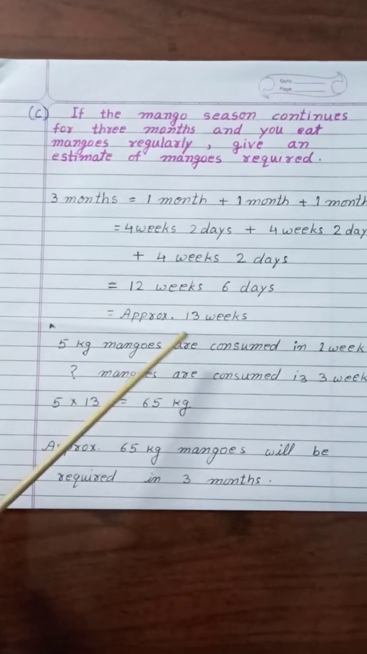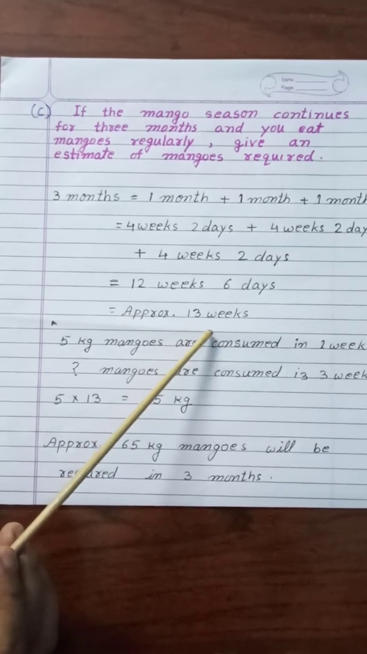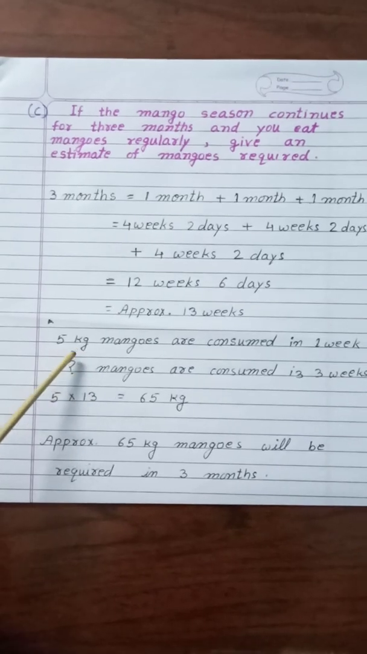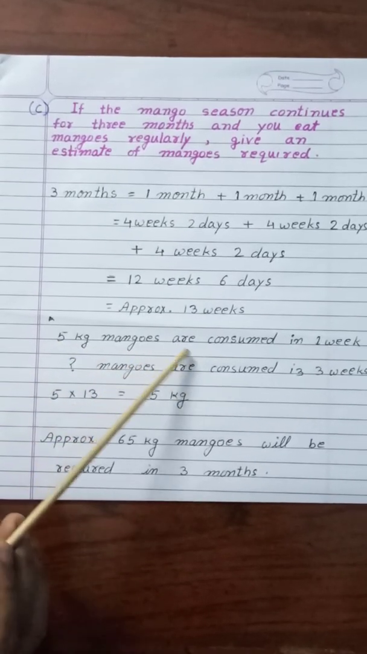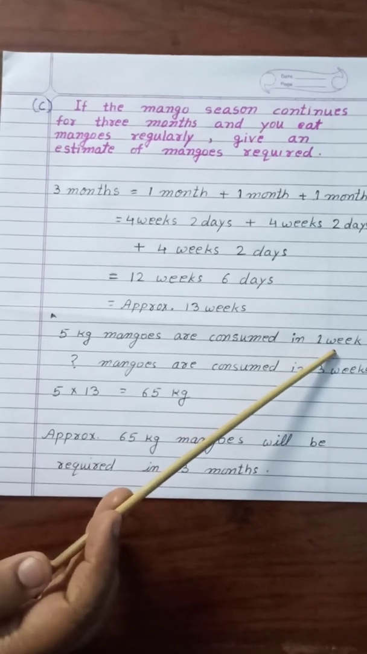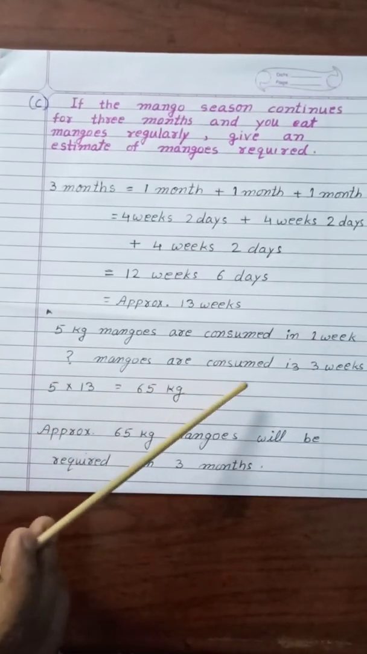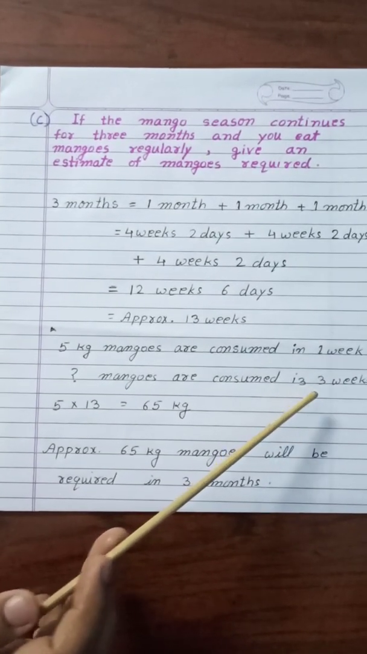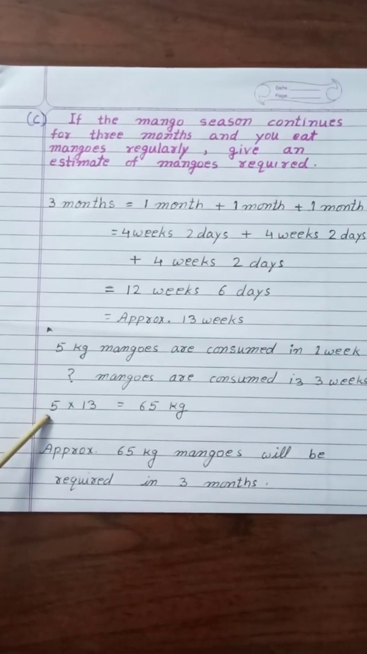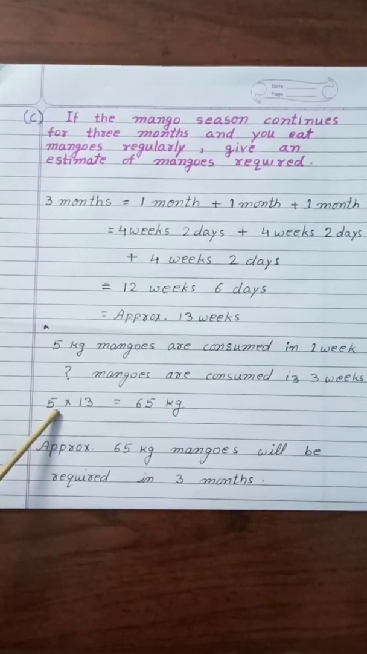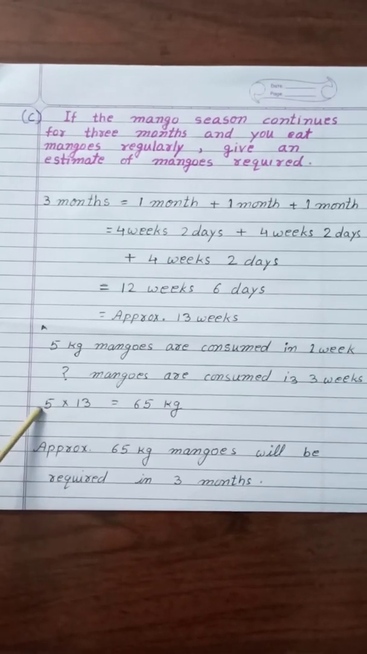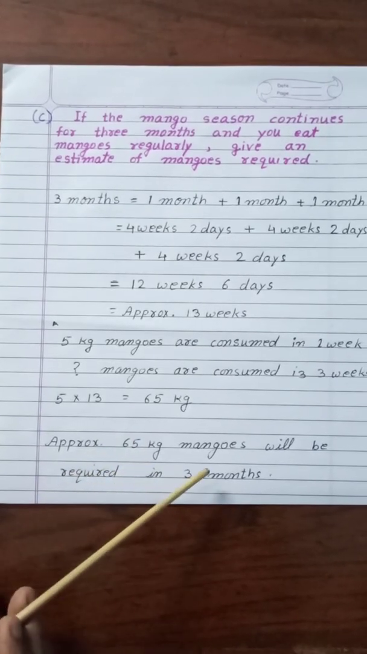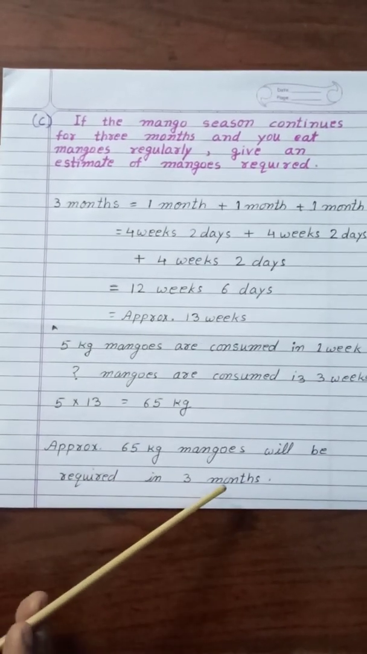So here we have to find out how many total mangoes are required in 13 weeks. So next statement we will write here. 5 kg mangoes are consumed in 1 week. So how much mango is consumed in 13 weeks? So what do we write, children? We multiply 5 by 13. When we multiply, 13 fives are 65. So approximately 65 kg mangoes will be required in 3 months.